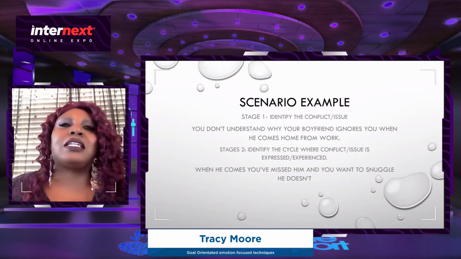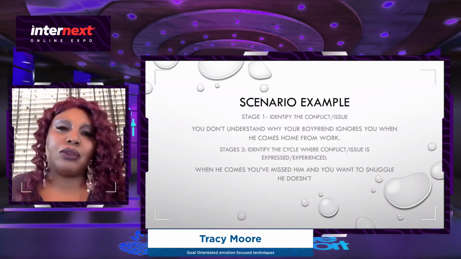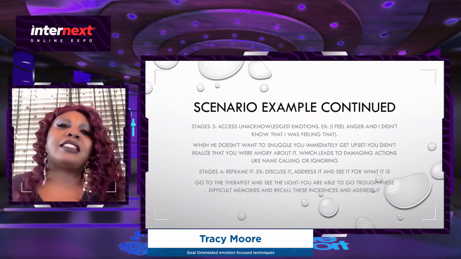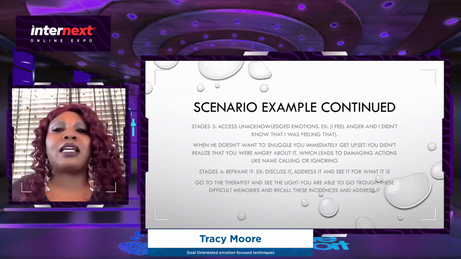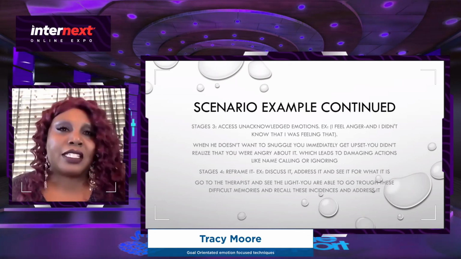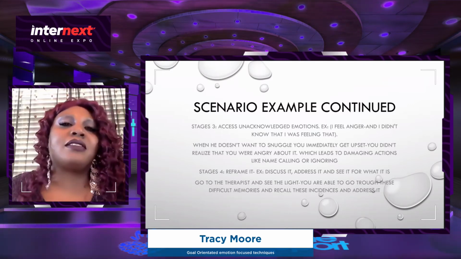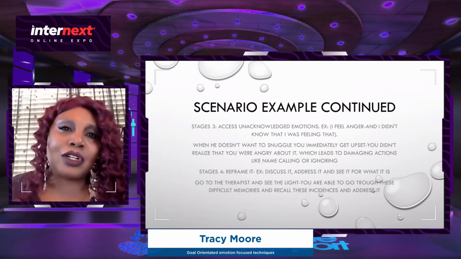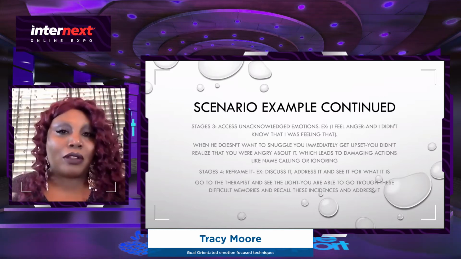But the focus really isn't on him at the moment. It's more so on you. So in stage 3, you're accessing unacknowledged emotions. You may not realize the feelings that you're feeling at the moment, and it needs to be identified. So you could be feeling anger, you could be feeling sadness from all of this.